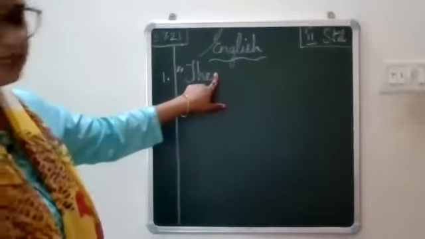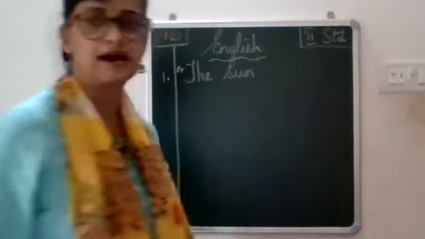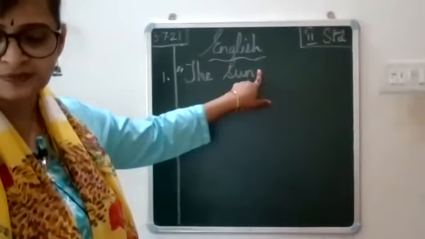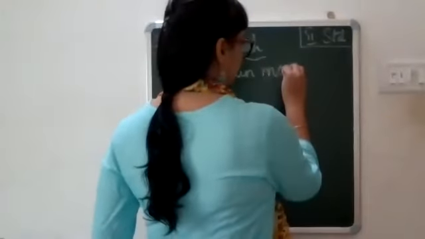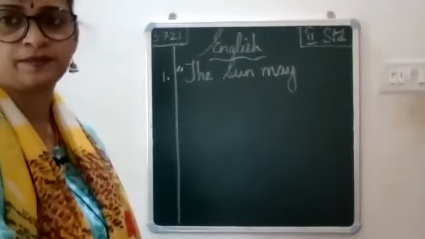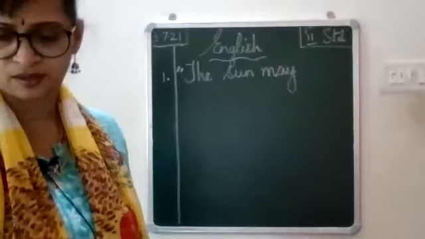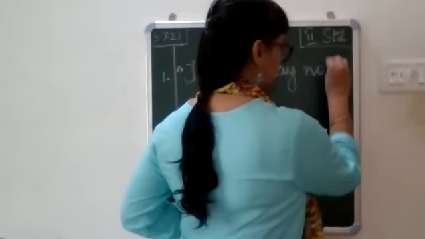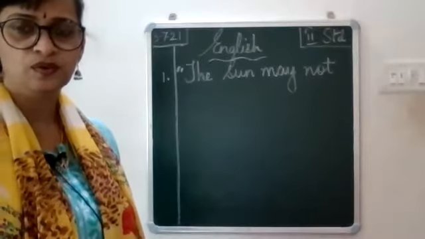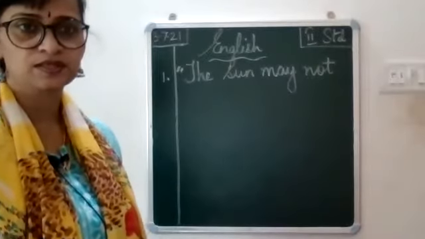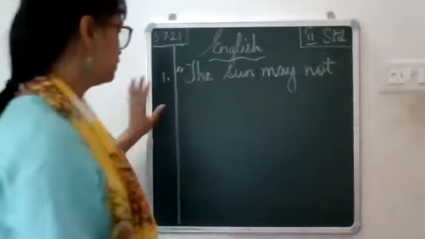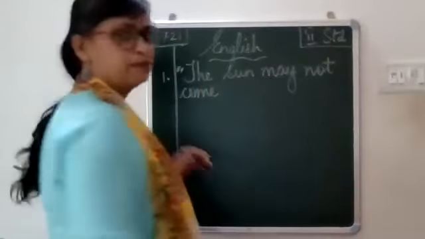Okay, right. Capital T-H-E, the, leave a finger space, write down S-U-N, sun, leave a finger space. Write down M-A-Y, May, leave a finger space, write down N-O-T, not. Okay, the sun may not, leave a finger space, write down C-O-M-E, come.